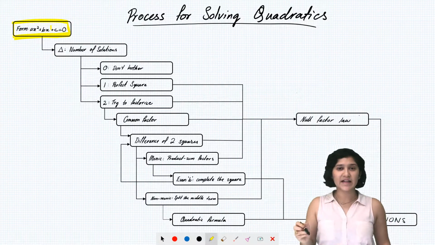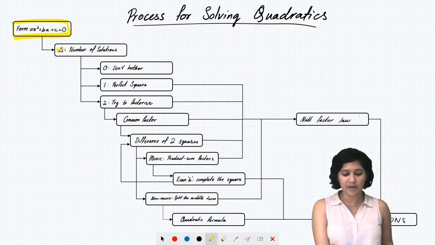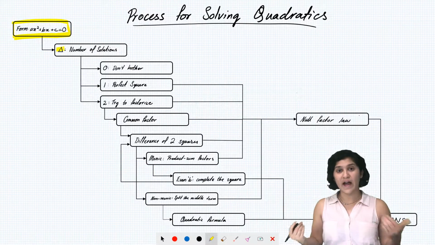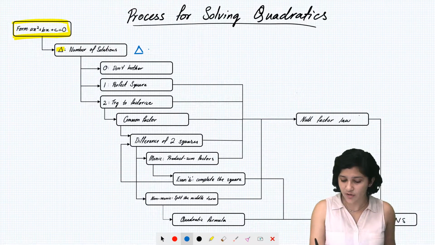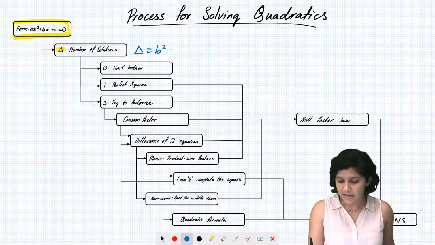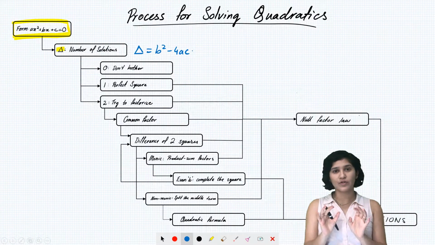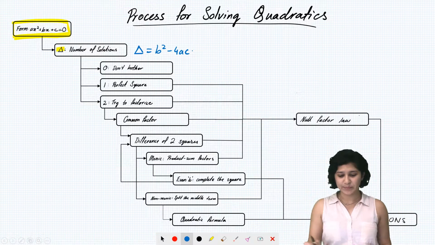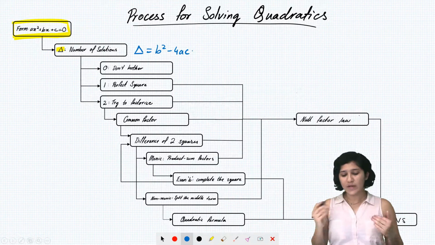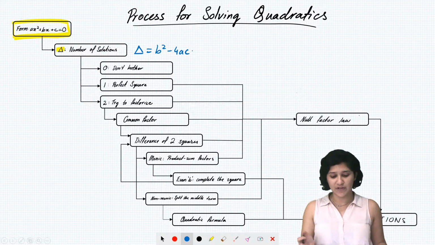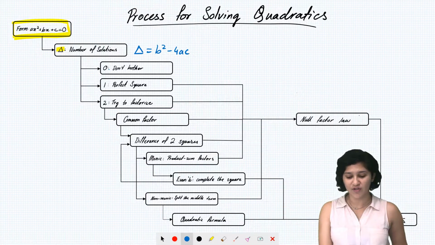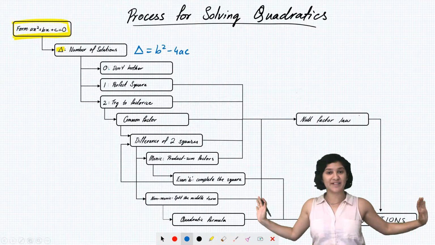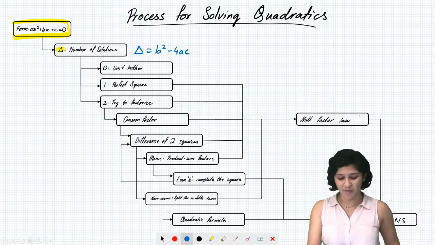Alright, the next thing I do is I actually use the discriminant to figure out how many solutions I'm looking for. So just to remind you, the discriminant is b squared minus 4ac, and that's the part inside the square root sign in the quadratic formula. Alright, so once I know the number of solutions, that decides my next step. So if I have no solutions, then I don't even have to bother. I can't solve it, so I just stop there.